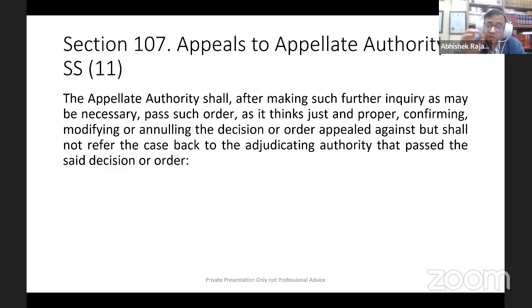Now, the first appellate authority is bound to pass an order, whatever they consider. They can increase your liability, they can reduce your liability, they can quash the order, they can add fresh grounds also. But for that, they need to give a fresh order, they have to give time.